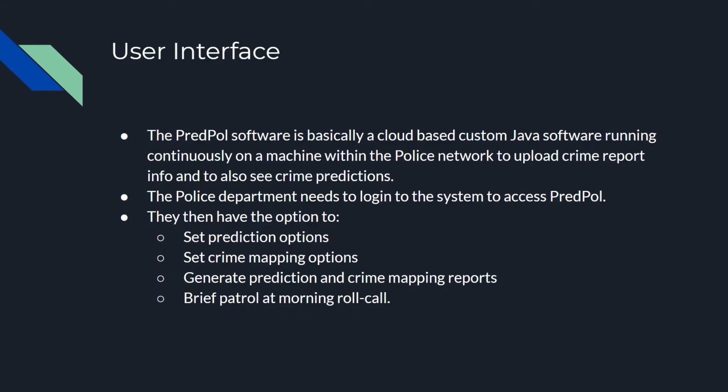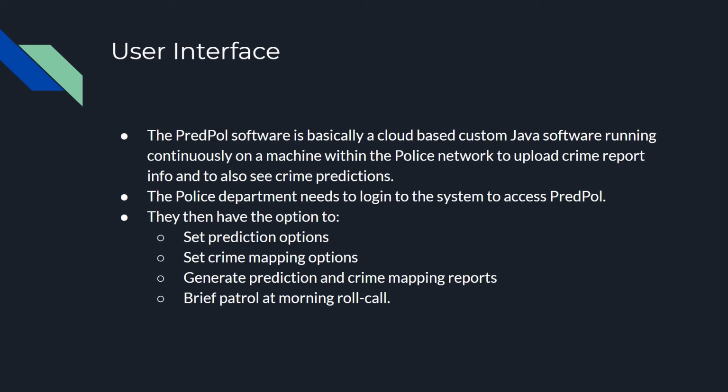Hi, my name is Karan Sheth, and now let's look at the user interface of the PredPol software. The user interface as well as the backend is hosted on a cloud-based custom Java software, either running in the police network itself or on a secure cloud server. The police can log in using their credentials on the PredPol software. These credentials are required because the information is quite sensitive. Now, once they have logged in, they have many different options.